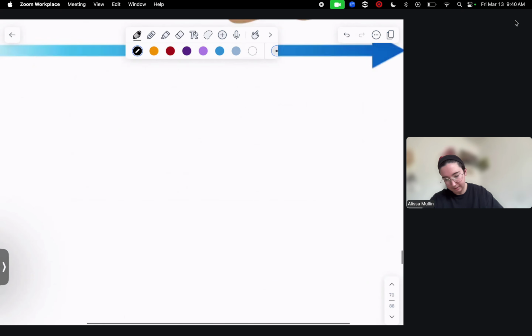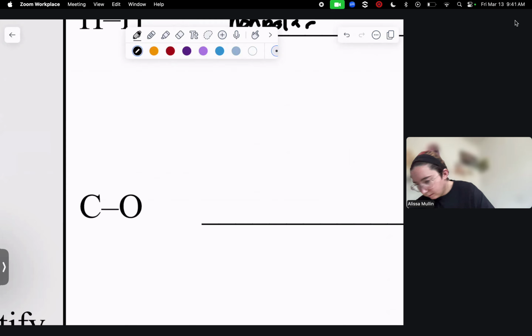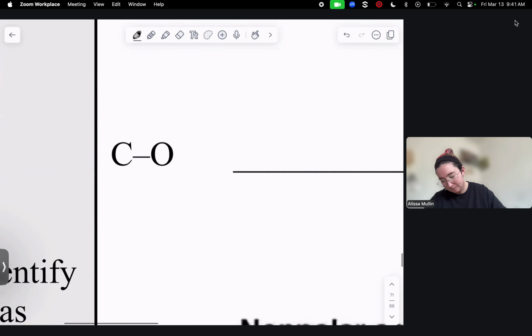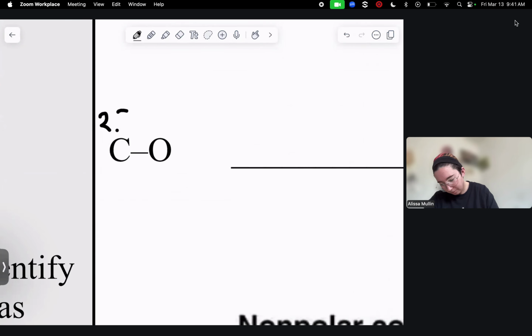It was 2.1. Sorry, I'm trying to look at the table on my phone. So, I was right the first time. So 2.1, same thing though, right? 2.1 versus 2.1 is no difference. So that's still nonpolar. And then this one is 2.5, and this one is 3.5.